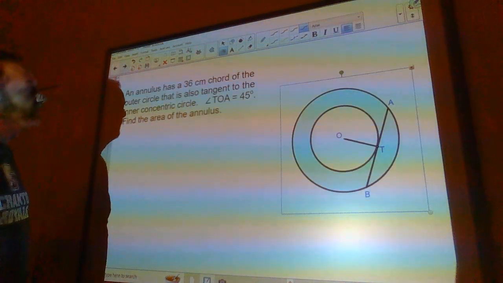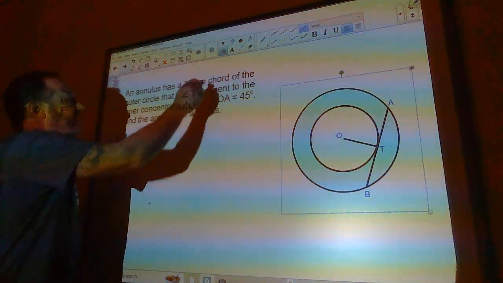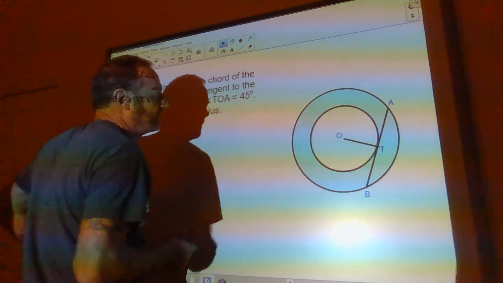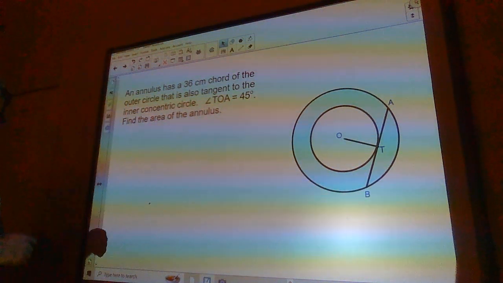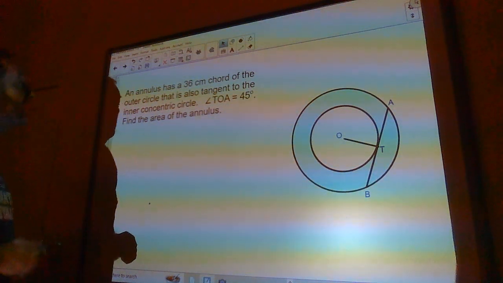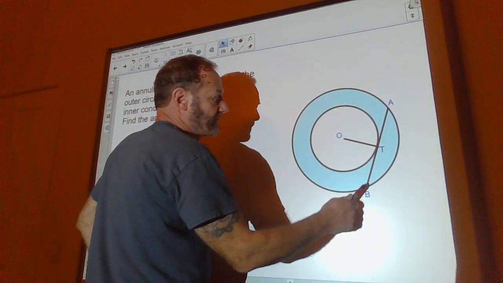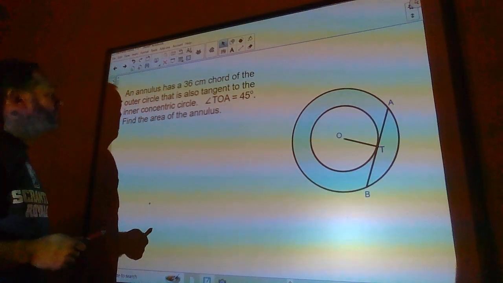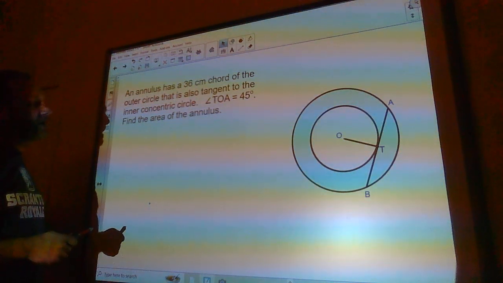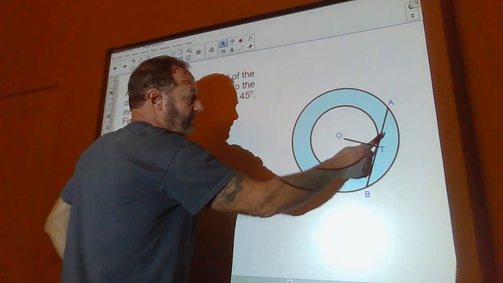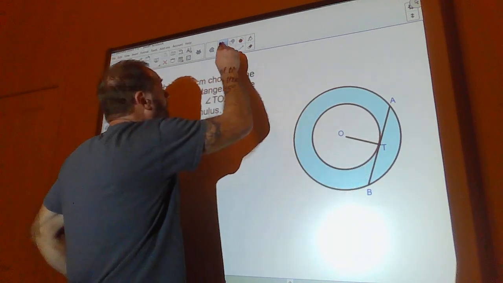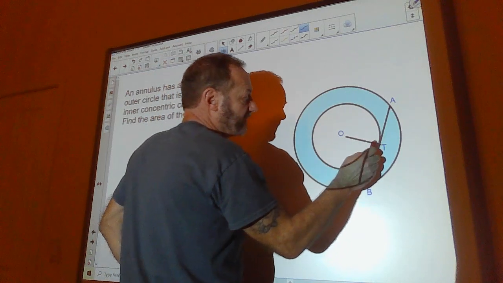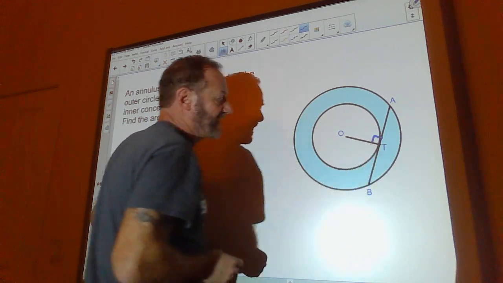Okay, moving right along. This is called an annulus. Okay, an annulus is a circle within a circle. And we have some information here. We know that it has a chord of 36 centimeters. So AB is 36. We know that this chord right here is also tangent to the radius here. So that tells us that that's got to be a 90-degree angle.